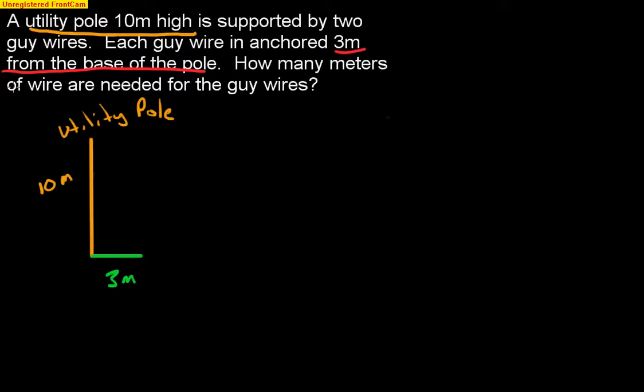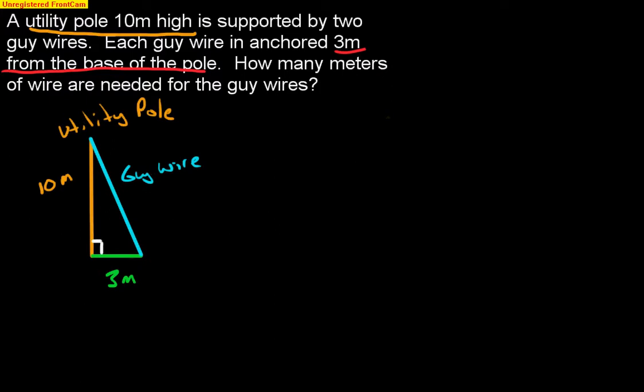And what they're asking is how many meters of wire are needed for the guy wires. Obviously the guy wires are going to run from the top of the pole to where they're anchored, where I put that line in blue. So blue is the guy wire. Okay, so we've got the basis of our right triangle. Remember, assuming that the pole is vertical and the ground is horizontal, which we're going to do for this, that forms our 90-degree angle, which is our right triangle.